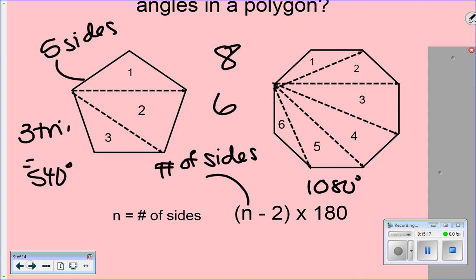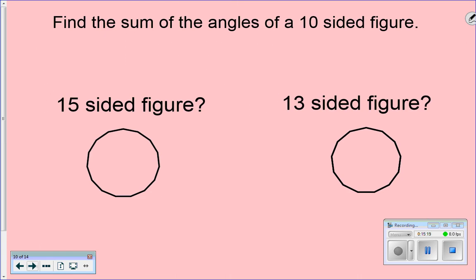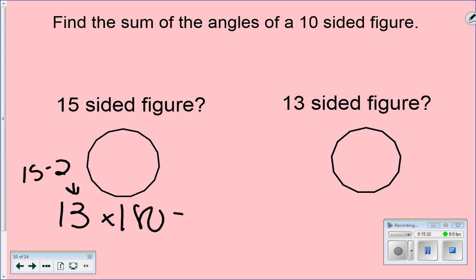Okay, so let's do another one. I want you to do it. Let's say I have a 15-sided figure. Let's figure out the sum of all the angles inside. What am I going to do? 13, which would be 15 minus 2 times 180. And I'll just do it quick. This is how many degrees would be together in there. Okay?